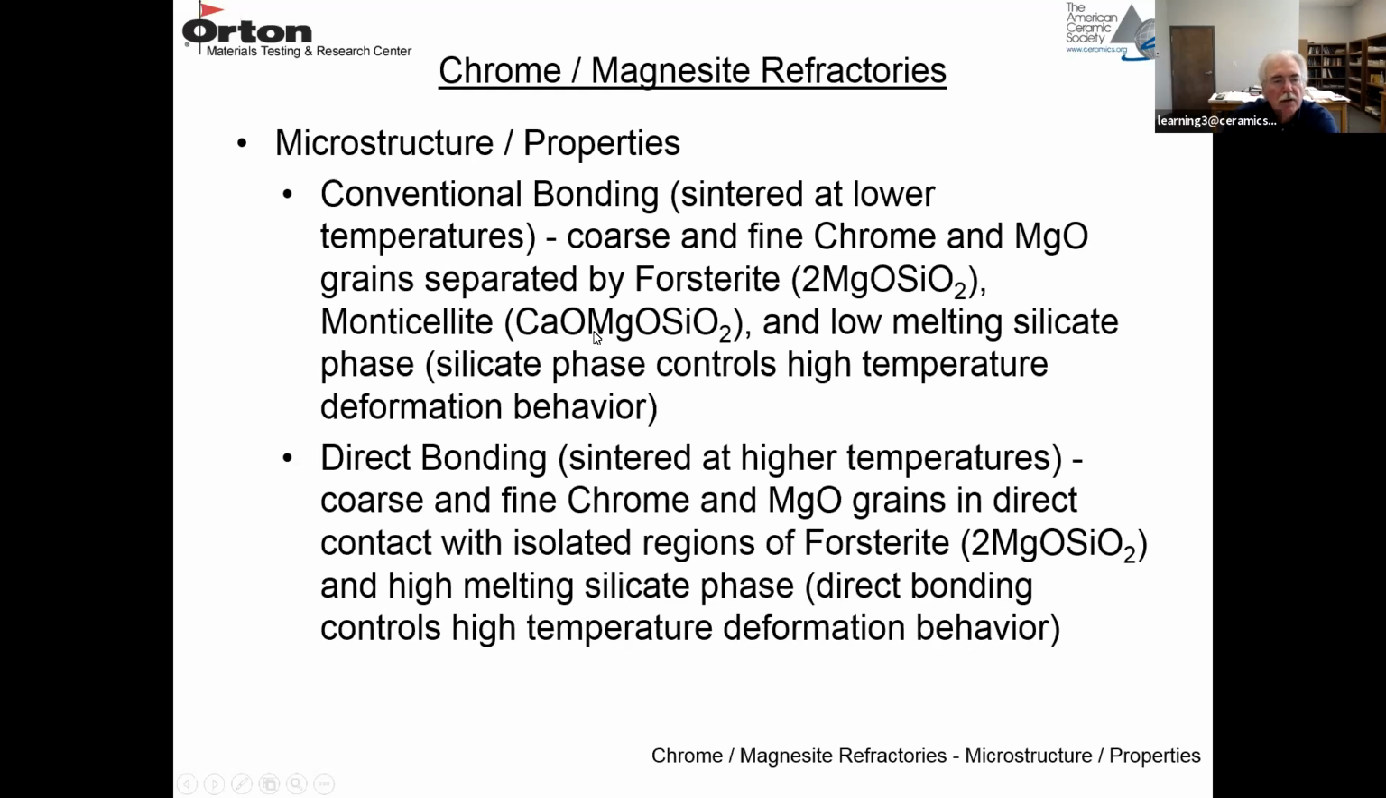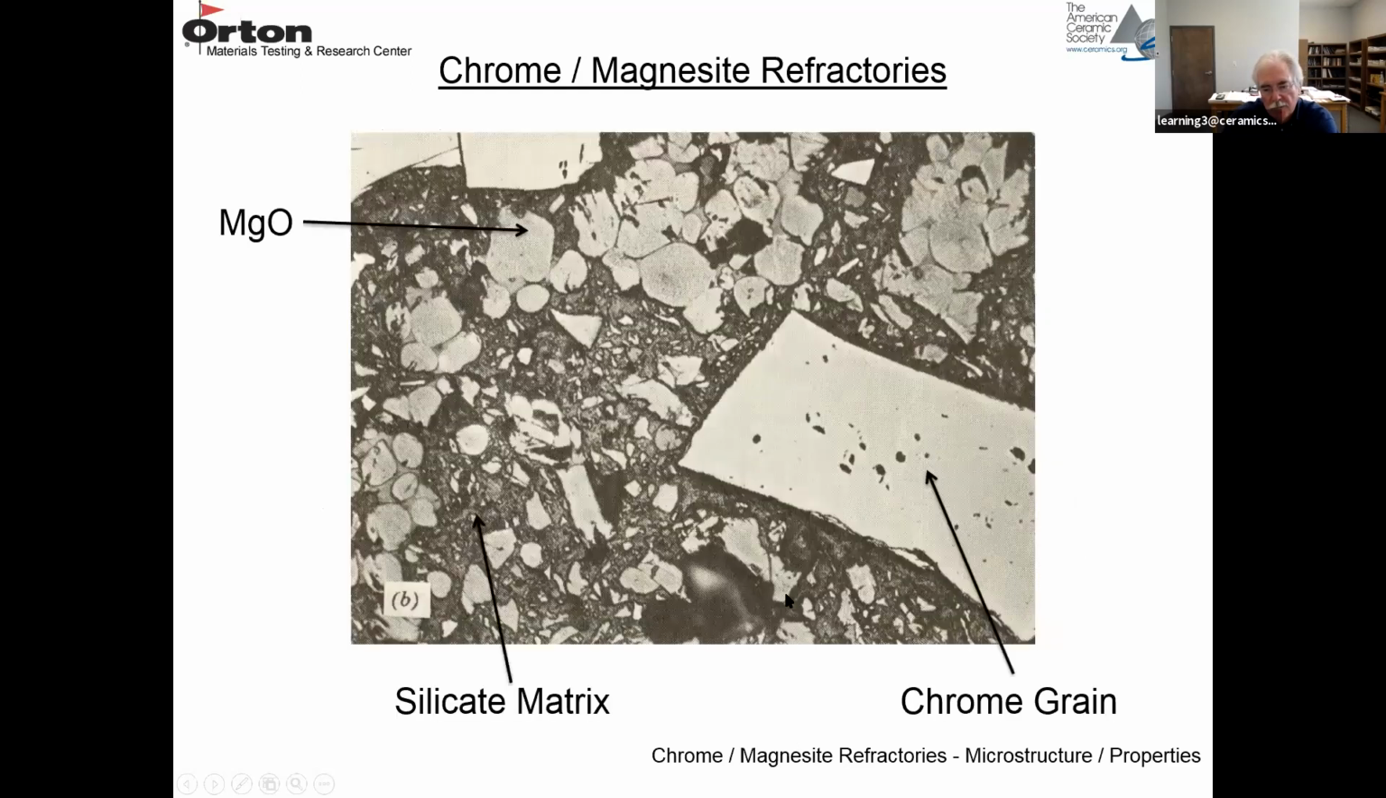Here's a microstructure of either a chrome magnesite or magnesite chrome material. This large white crystal is a chrome grain. These smaller, slightly gray crystals that are rounded are the MgO crystals. This one is from the literature. It's not especially well polished, but in between all these angular particles, which are the crushed chrome grains, and the MgO crystals is a matrix. You can see some of the fines, and that's where your silicate matrix is.